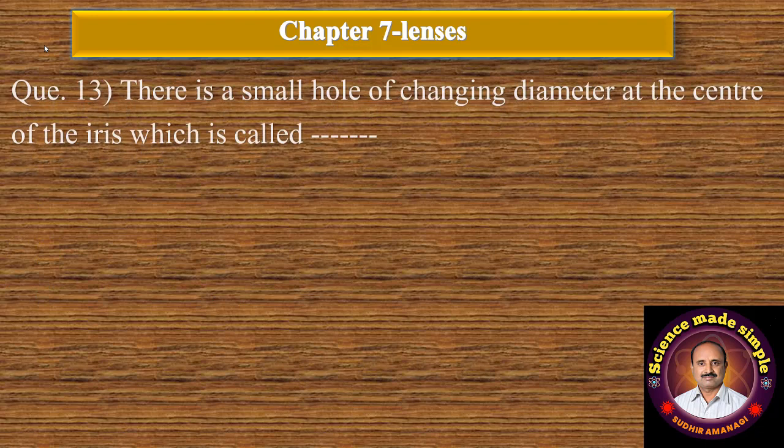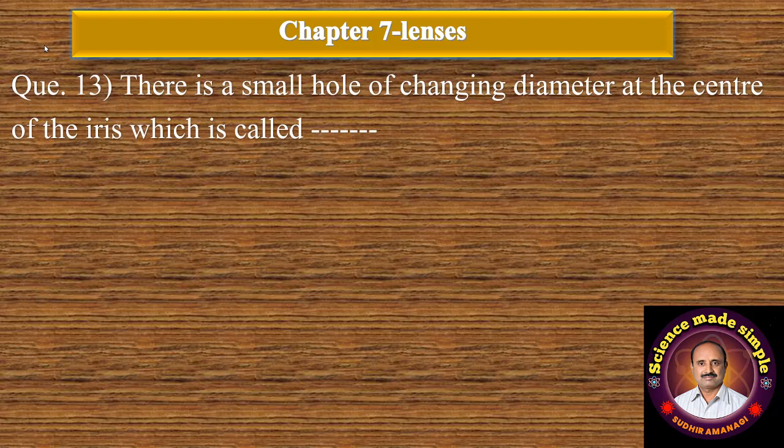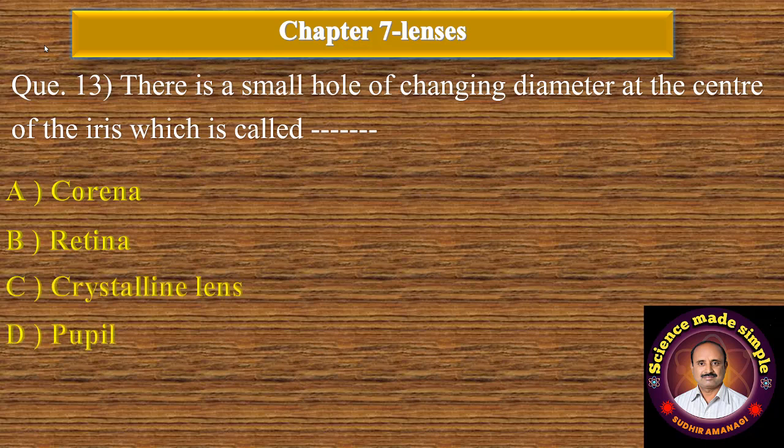Question number 13. There is a small hole of changing diameter at the center of the iris which is called as dash dash. A option, cornea. B, retina. C, crystalline lens. And D, pupil. Correct answer is option D, pupil.